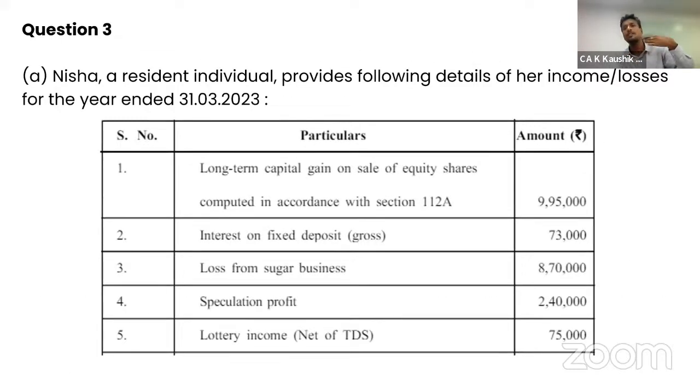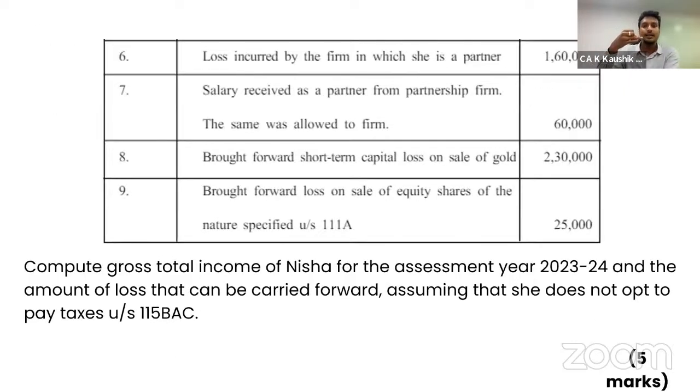The third head of income is income from business or profession. Is there any information about income from business? Yes, we have loss from sugar business. We have speculation profit. We have the loss incurred in the hands of partner and salary received as partner. So these are the 4 things that we have in terms of the business.